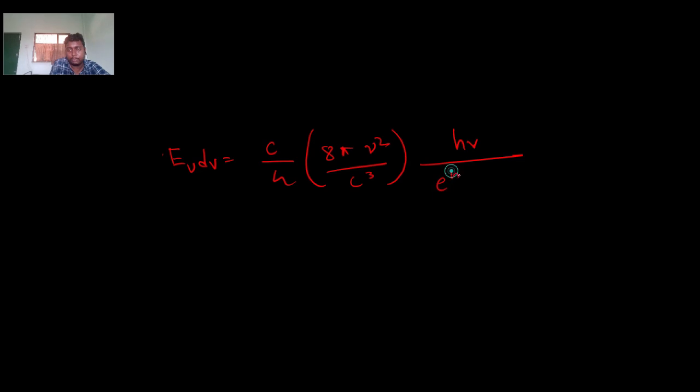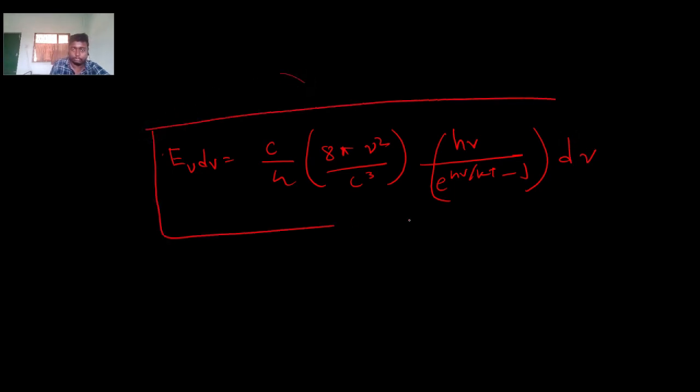Now, at what conclusion have we arrived? E nu d nu, the total energy density for a unit volume, can be given as c by 4 into 8 pi nu square by c cube into h nu by e to the power h nu by kt minus 1 into d nu. So this is the total energy we obtained. Now I'm going to derive the average energy part.